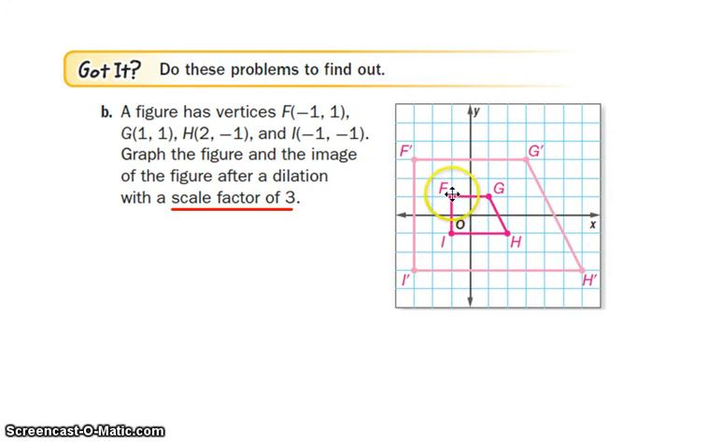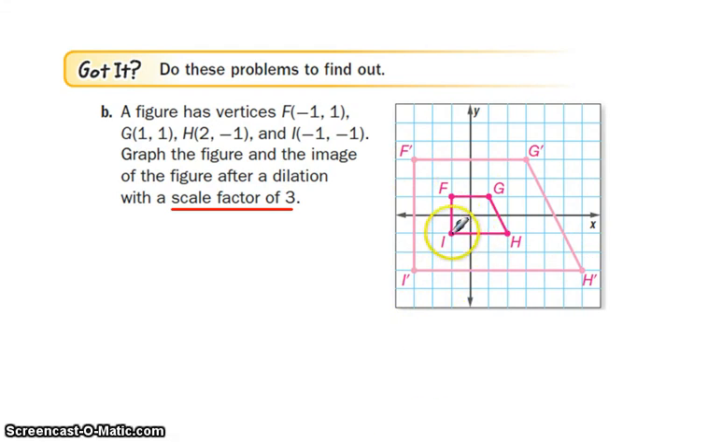Okay. Here's our original image on the inside, our smaller one, F, G, H, and I. We took and we multiplied it by a scale factor of 3. Okay, so you took each one of these points, multiplied it by 3. Here's your new image.